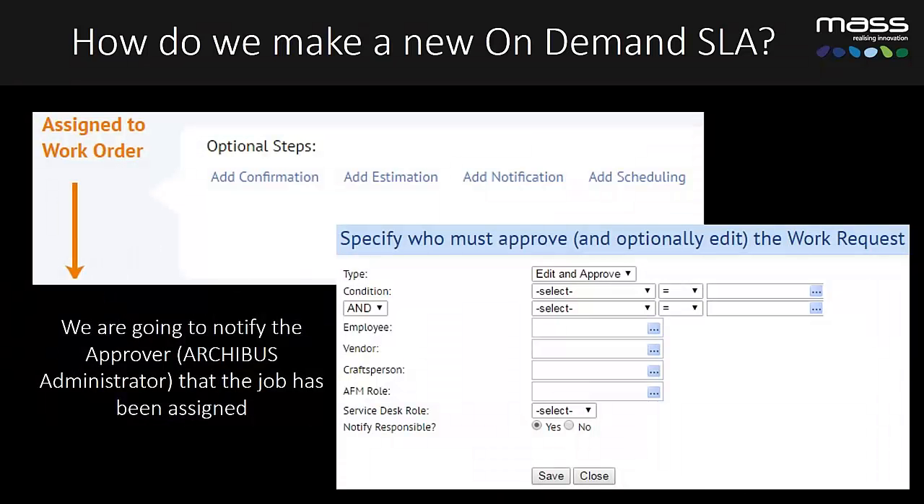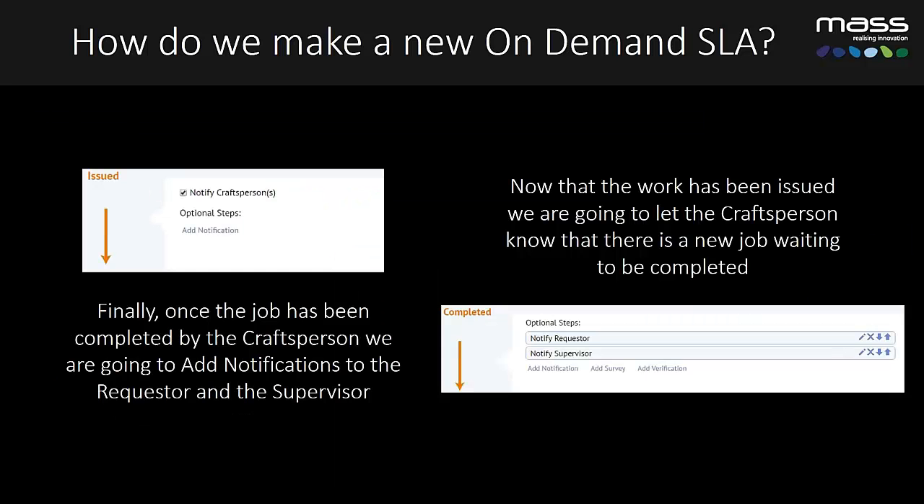Once the job has been assigned, we recommend notifying the approver, in this case the help desk operator. You can do this in the same screen as before by pressing Add Notification and selecting Archibus Administrator as the AFM role. At the point of issue, we are going to notify the individual craftsperson to let them know that a work request has been assigned to them for completion.